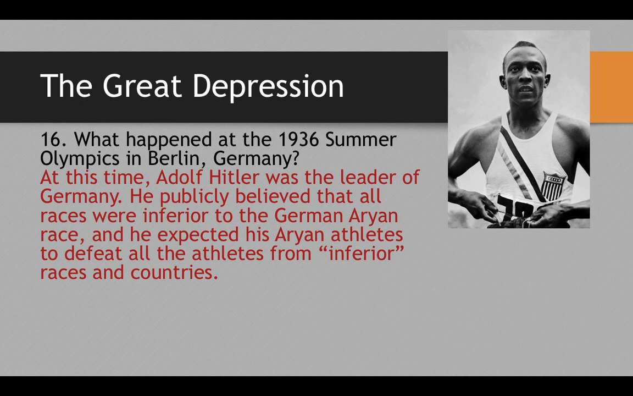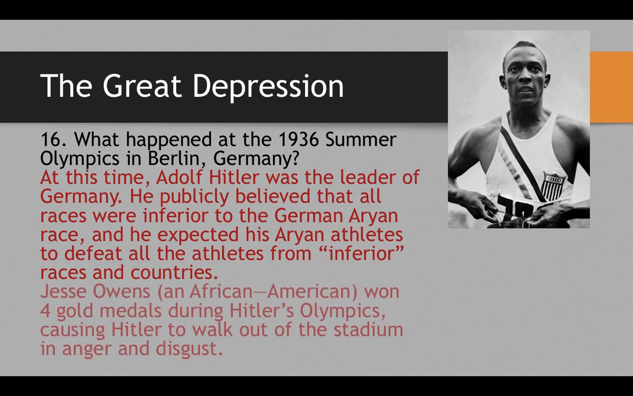So in 1936, Adolf Hitler had become the leader of Germany. This is past the Weimar Republic, past the hyperinflation. Once the Nazi Party had really begun and taken root in Germany, Adolf Hitler had become the leader of Germany by this point. And Hitler publicly believed that all races were inferior to what he called the German Aryan race, blonde hair, blue eyes, white skin, German ancestry. And so he expected all of his Aryan athletes to completely demolish these athletes from what he considered to be inferior races and inferior countries.